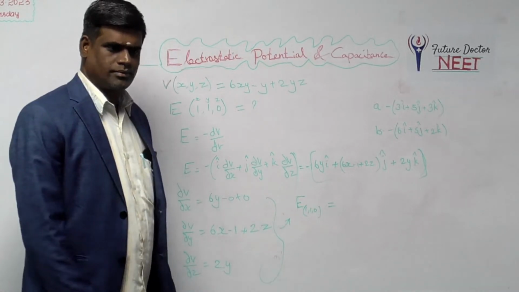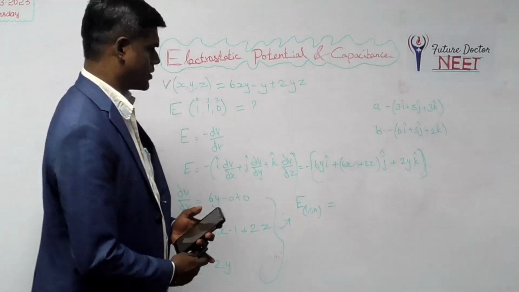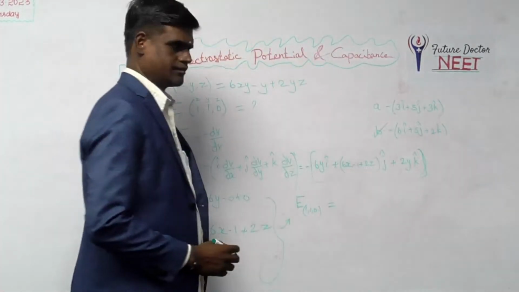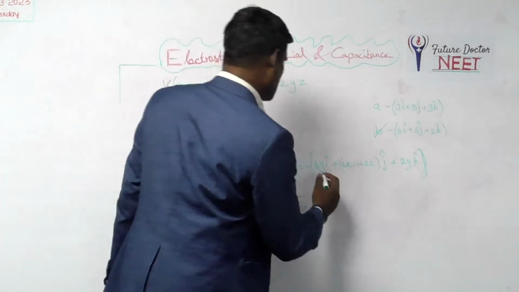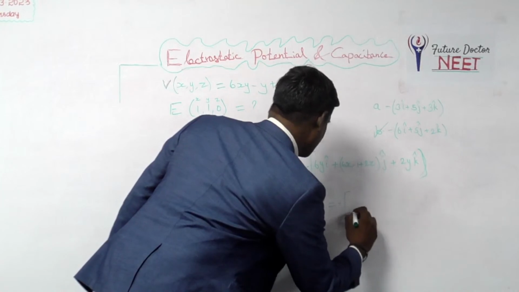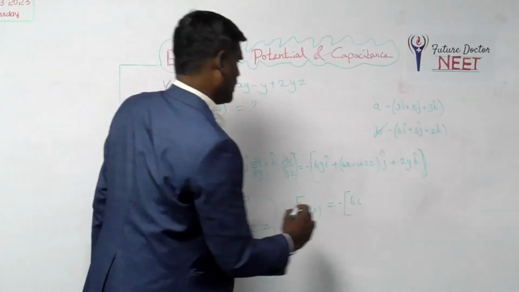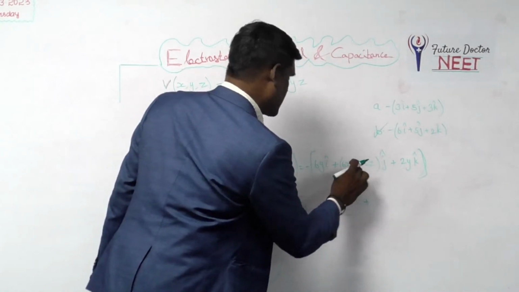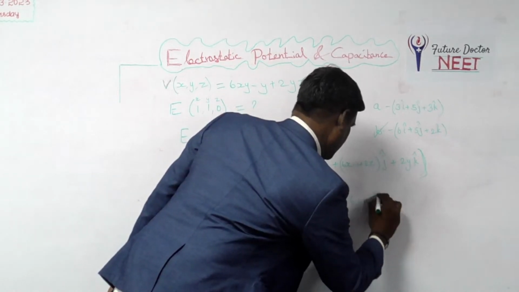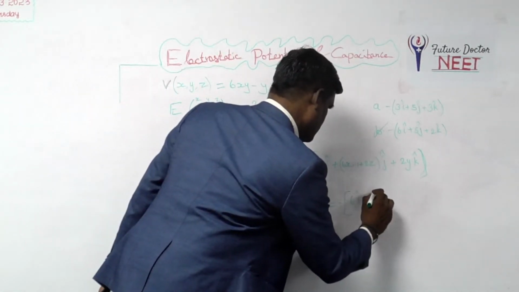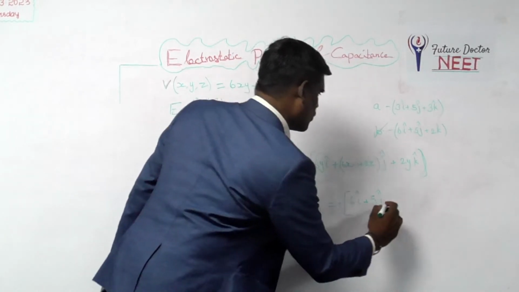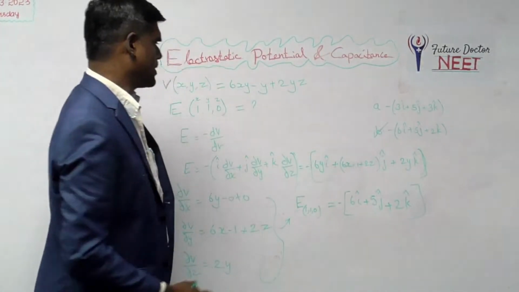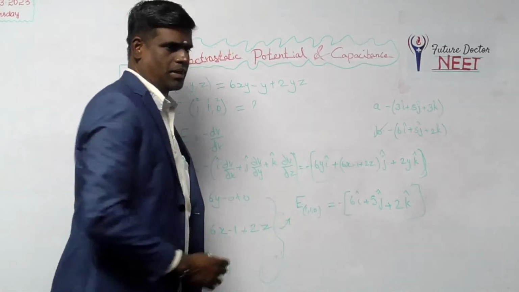Okay, what is the correct answer? Option B is correct. That is, y is 1, so 6i plus, x is 1, z is 0, so 6 minus 1, 5j, plus 2 into y, y is 1, 2k. So 6i plus 5j plus 2k. Option B is the correct answer.